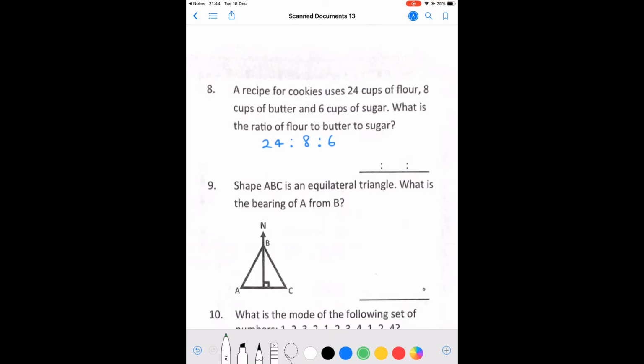Now we need to simplify them. We simplify them by dividing by the highest common factor. The highest common factor of 24, 8 and 6 is 2. That's the biggest number that they will all divide by. So divide that by 2, divide that by 2, and divide that by 2. That gives me an answer of 12, then 4, and then 3, and the question's done.